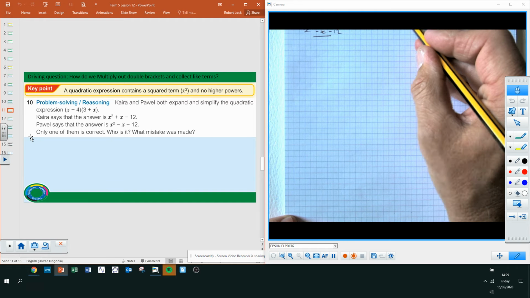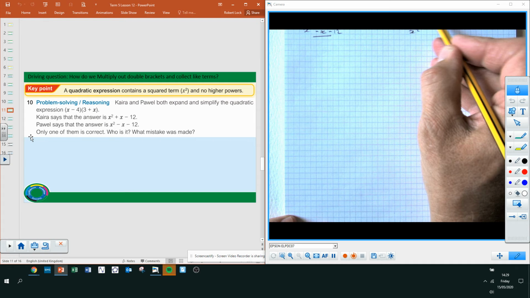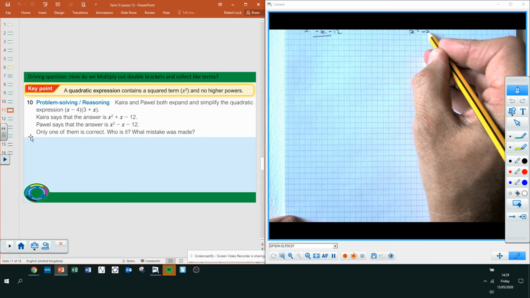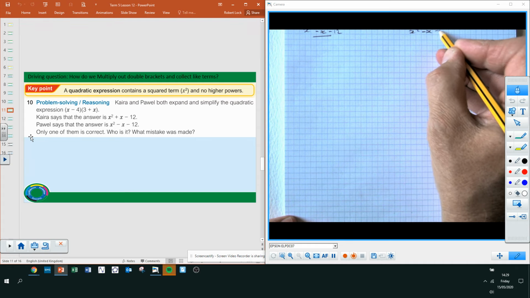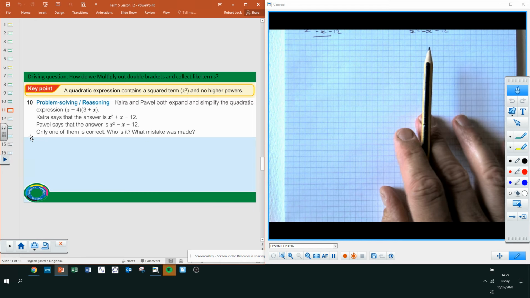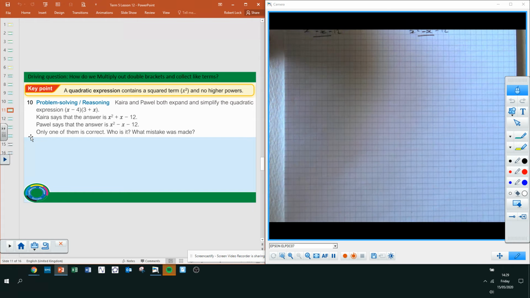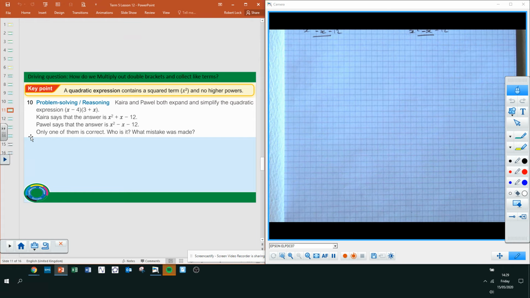Here to check, x squared. 3 take away 4 is minus x, or minus 1x, minus 12. So, just to show you that the two ways of setting out, the answer is going to be the same if done correctly.